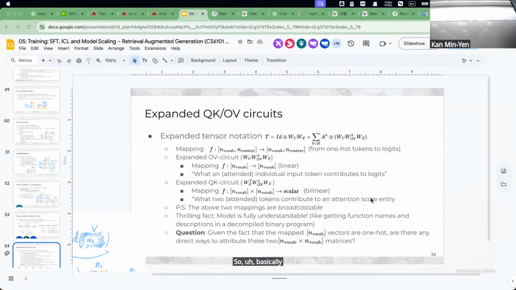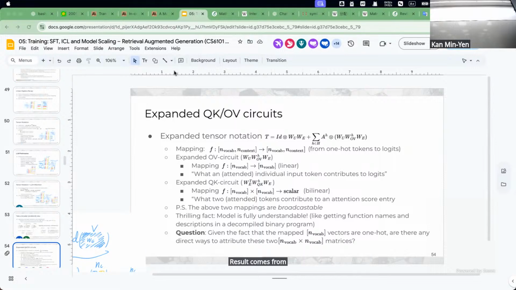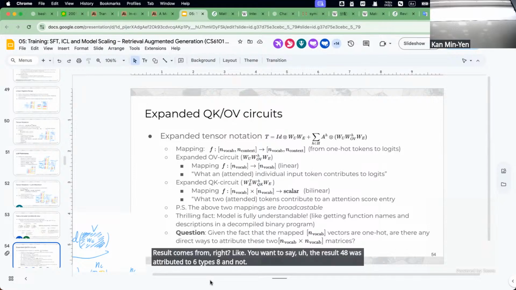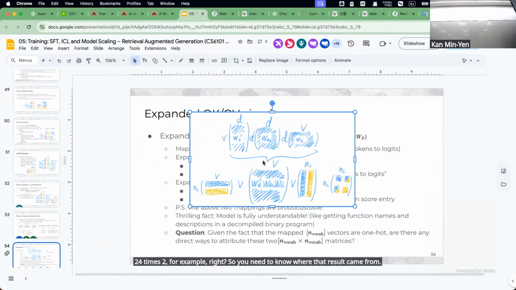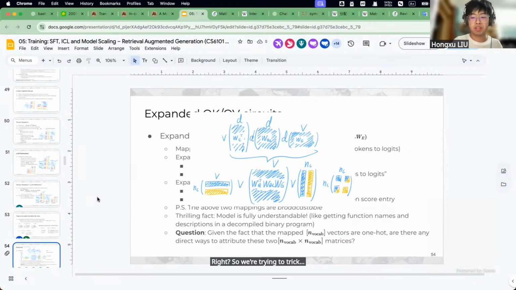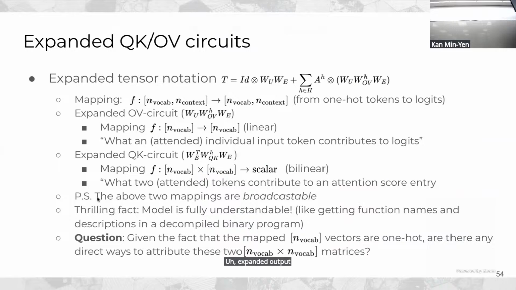So basically, when we think of circuits, yeah, no worries. The point of the circuit is to be able to attribute, right? It's to go back and say, from some factors, I know where this result comes from. Like you want to say the result 48 was attributed to 6 times 8 and not 24 times 2, for example, right? So you need to know where that result came from.